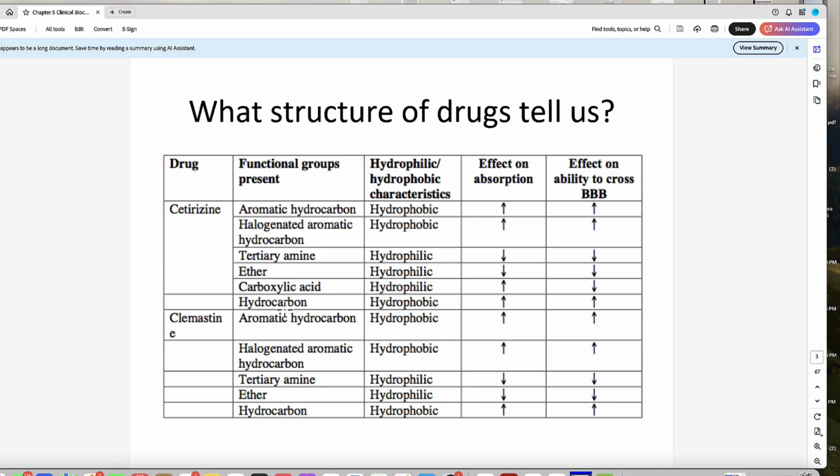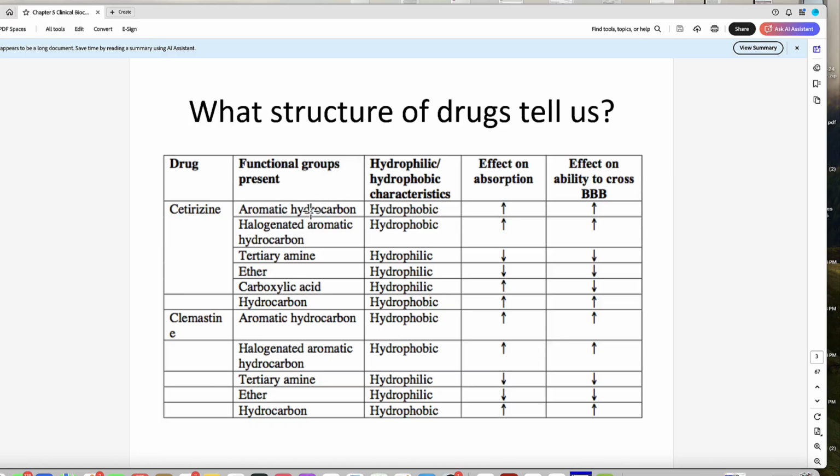There's a couple examples here of two different types of drugs, but when you look at the drug itself and you start to break down the functional groups that are present within the drug, it helps you understand how it's going to be absorbed. Is it hydrophilic versus hydrophobic? And also, how is its ability to cross the blood-brain barrier? How effective is it?